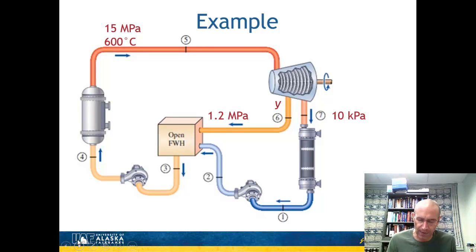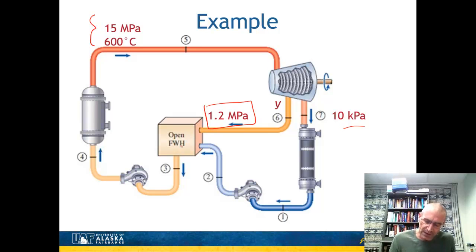Okay, so let's wrap this up. Let's go ahead and solve a problem. We'll do just an open feed water heater here, and I'll leave the closed feed water heater for in class and in the homeworks. So here's my problem. I'll just put some numbers on it here. Outlet of the boiler, I'm at 15 megapascals and 600 degrees C. My intermediate pressure I've got at 1.2 megapascals. I've got a fraction y, and my condenser is operating at 10 kilopascals. And then we're going to make some other specifications on here.